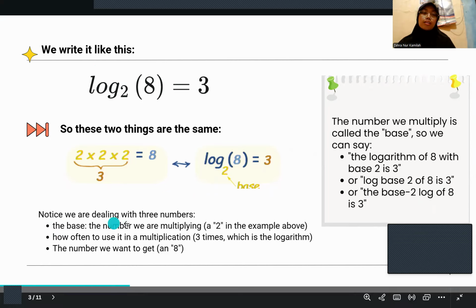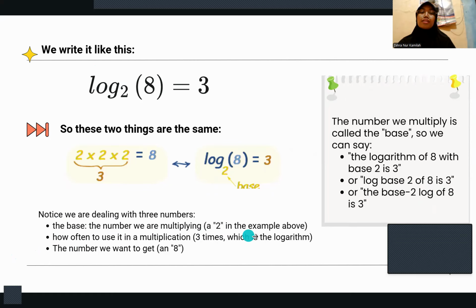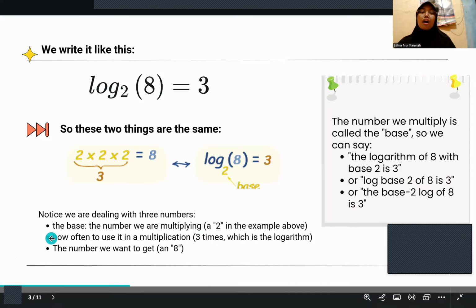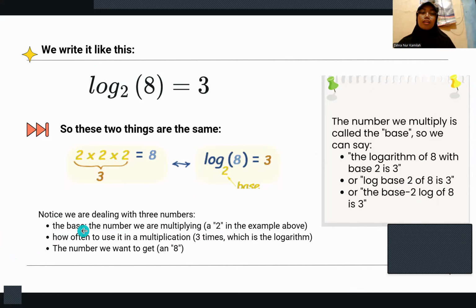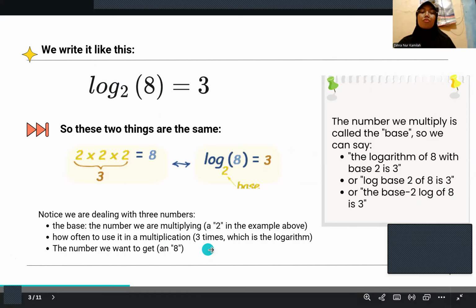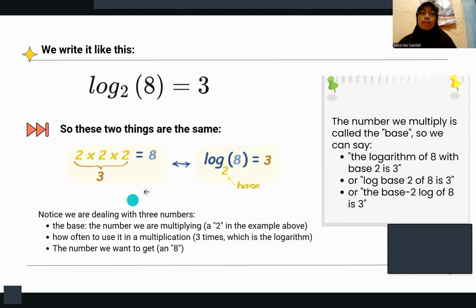Notice we are dealing with 3 numbers. The base, which is the number we are multiplying, 2 in the example above. How often we use it in the multiplication, 3 times, which is the logarithm. And the number we want to get, 8.